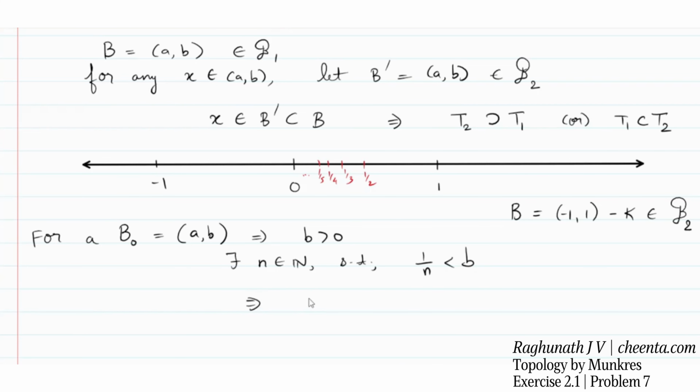1 by n belongs to b naught, but 1 by n does not belong to B, because B is minus K, right? So that implies b naught is not a subset of B. So for any basis element in T1, it is not going to be containing 0 and entirely contained in B, which means T1 is not going to be finer than T2. So that we know.